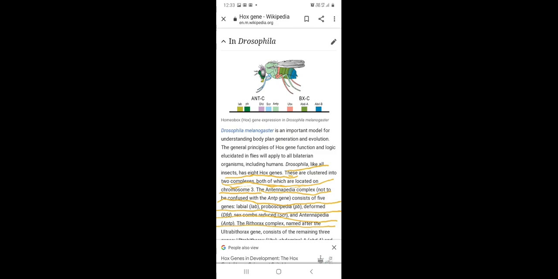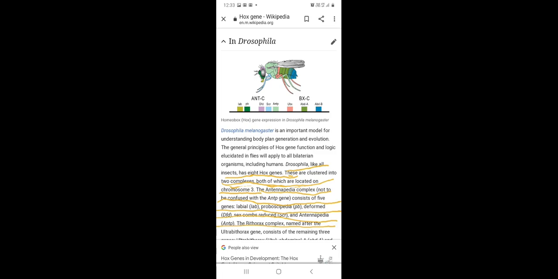Drosophila, like all other insects, has 8 Hox genes. When we were discussing axis specification, I told you that in Drosophila there are the maternal genes, then there are segment genes, and then there are homeotic genes. So these homeotic genes are the Hox genes, and in Drosophila and other insects there are 8 Hox genes.